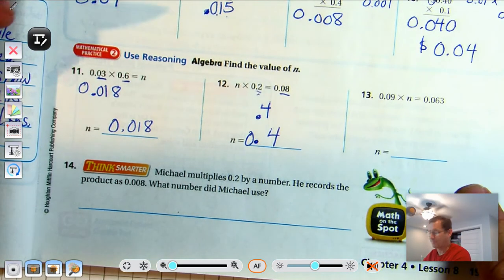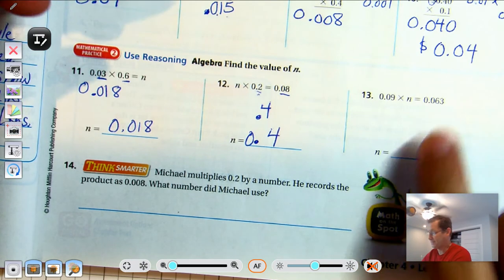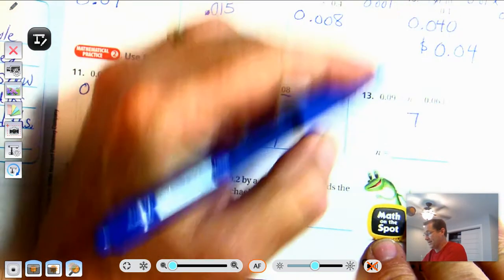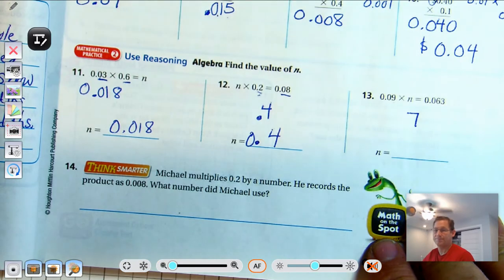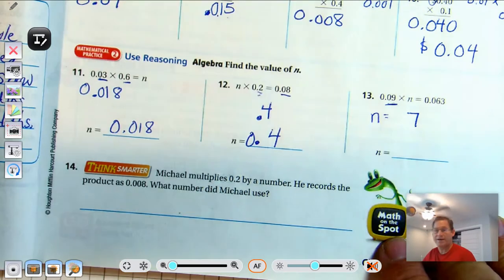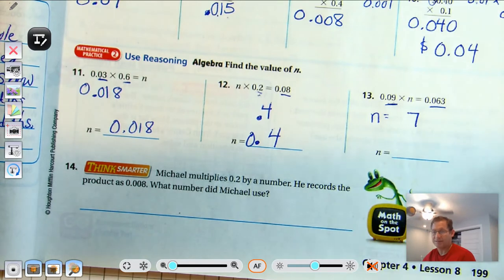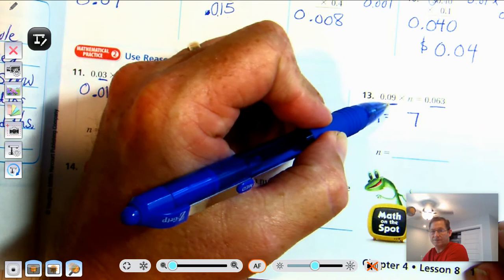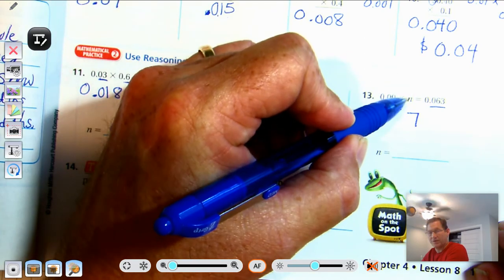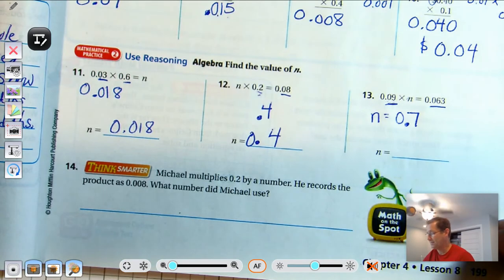And number 13, 9 hundredths times something is 63 thousandths. Well, I know that 9 times 7 is 63. So here we're multiplying by hundredths. My product is in the thousandths, which is 3 place values to the right of the decimal point. So right now I have hundredths, so that means this number has to be tenths. So it's 9 hundredths times 7 tenths.